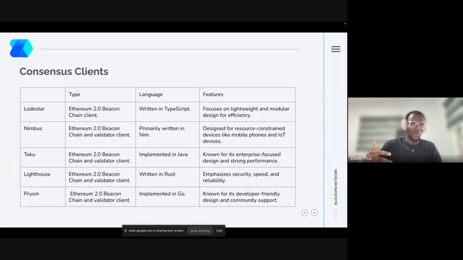We are also looking out for people who have this skill set. There's still room to build different clients. There might be reasons why you want to, but I think there is still room for us to have more clients. So in consensus clients, we have Lodestar, Nimbus, Teku, Lighthouse, Prysm, right?